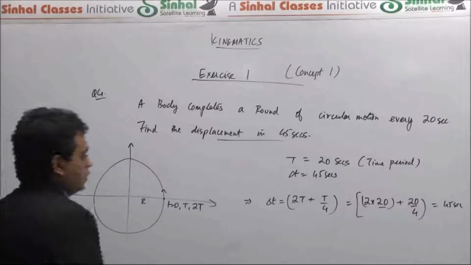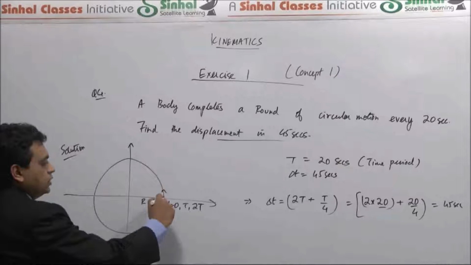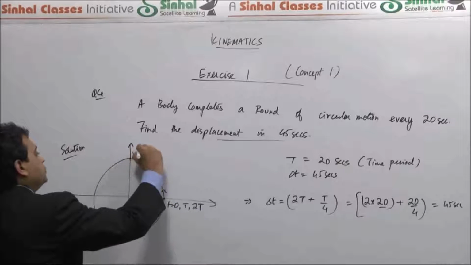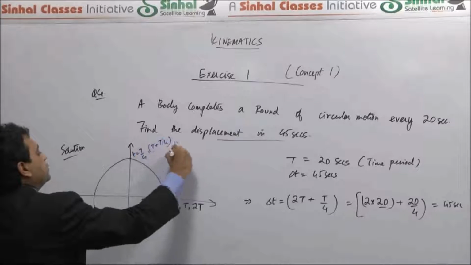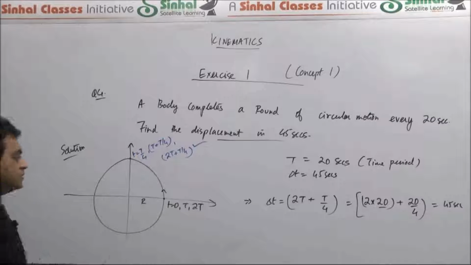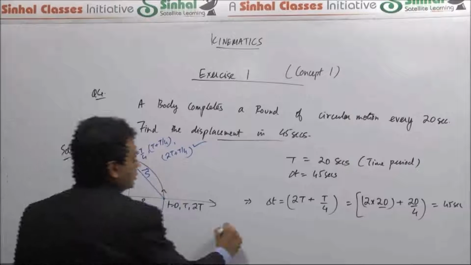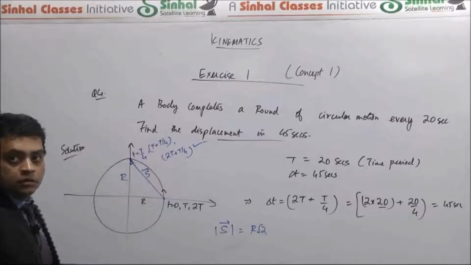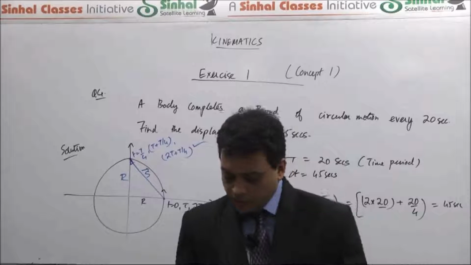So, as you can see, it's back here at 2T, and then another T by 4, it will be here. This is where it will be at t equal to T by 4, then T plus T by 4, then the next 2T plus T by 4. So this is the one we are looking for. So the displacement we are talking about is this. Okay. So the magnitude of the displacement will be root 2 r. Right. So hope that little question there from exercise 1 is clear to all of you.